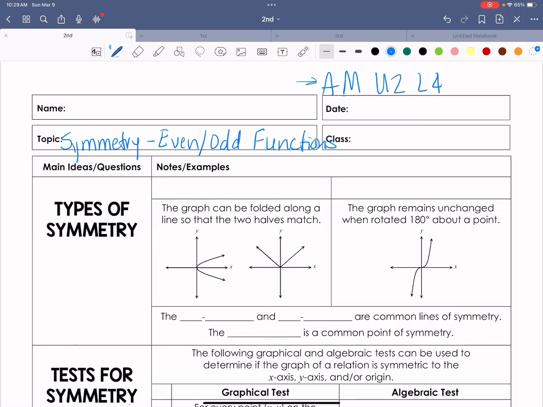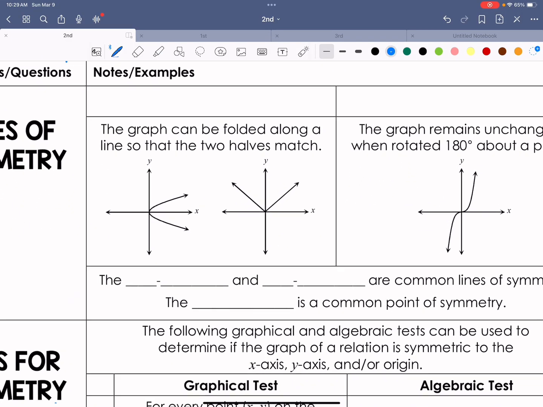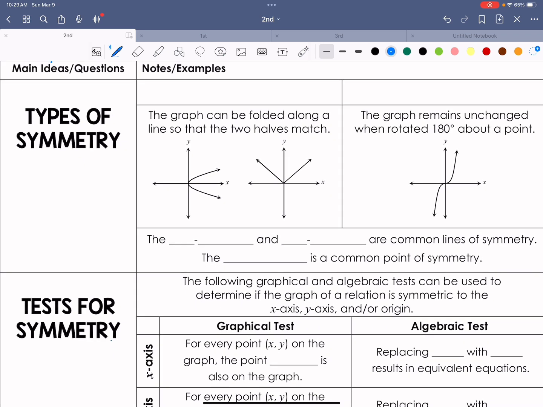This is lesson AMU2L4, and we're going to talk about symmetry and even and odd functions. So first let's start with symmetry. We're going to look at two different kinds of symmetry. Now, having symmetry is when something can be cut into two identical parts.